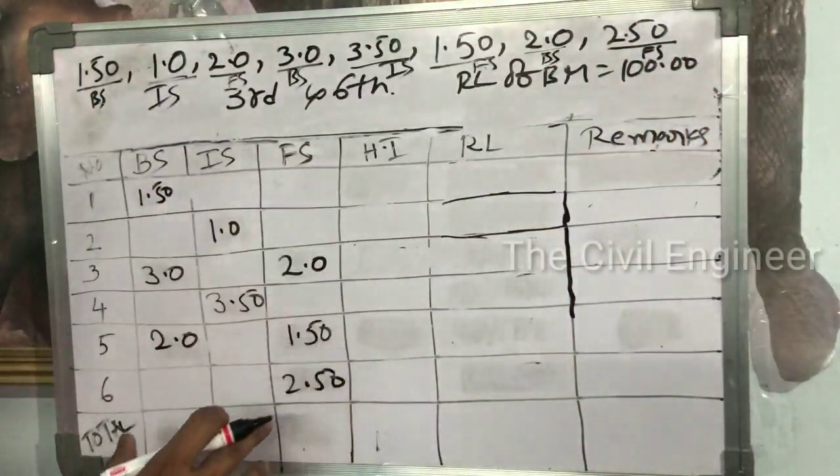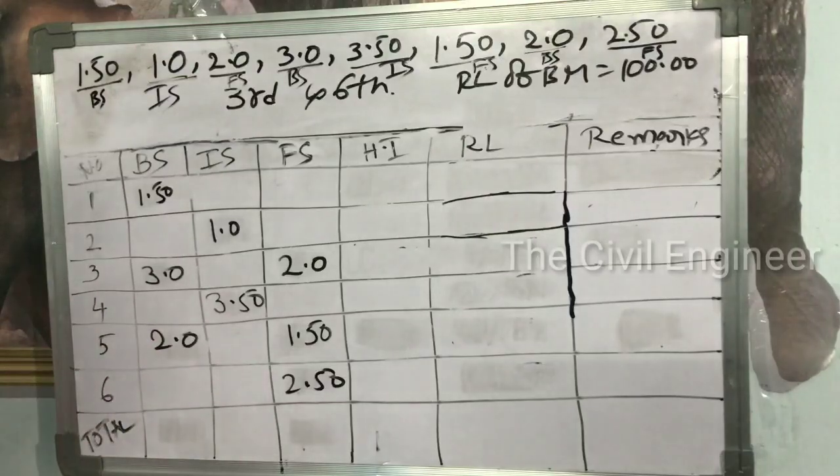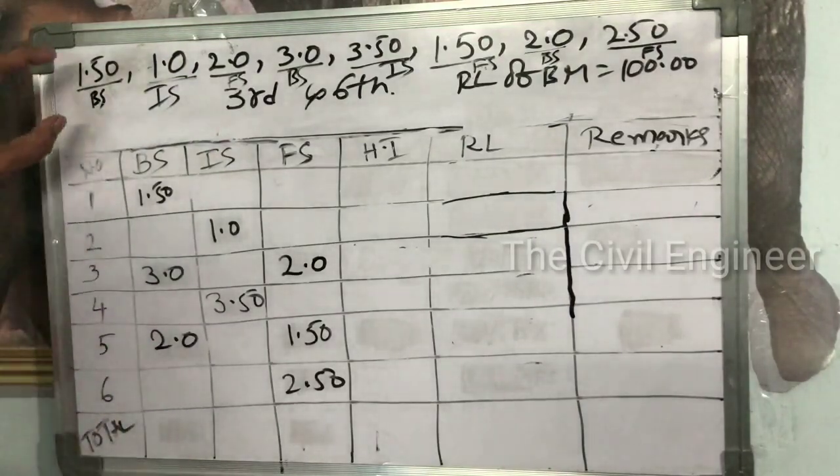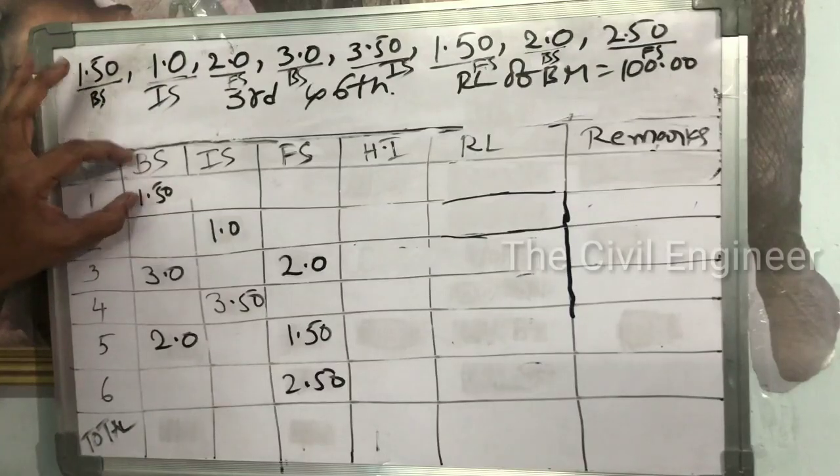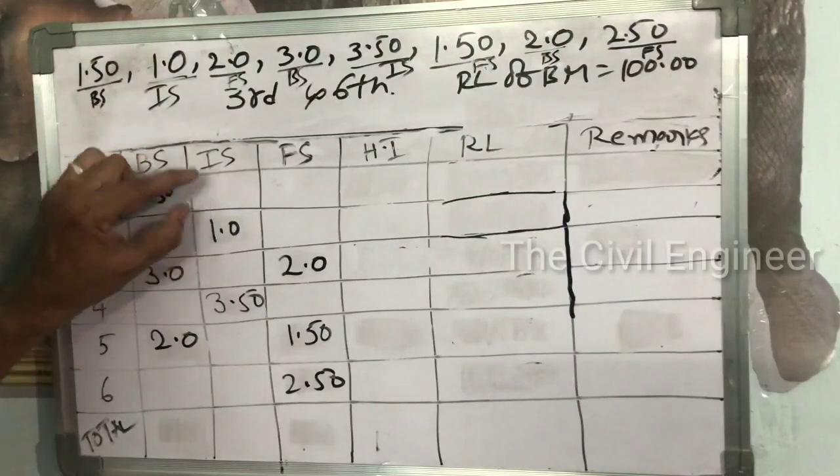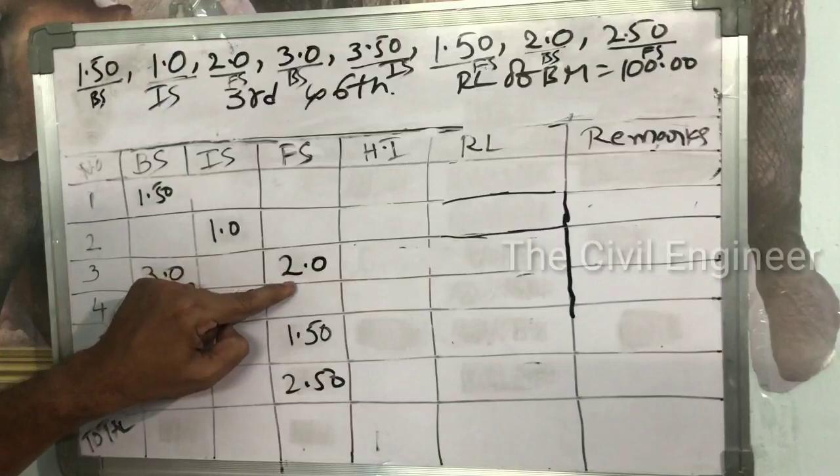This is the way of posting all the staff readings. Once again I am repeating this process. First one is back side, second one is intermediate side, third one is foresight.